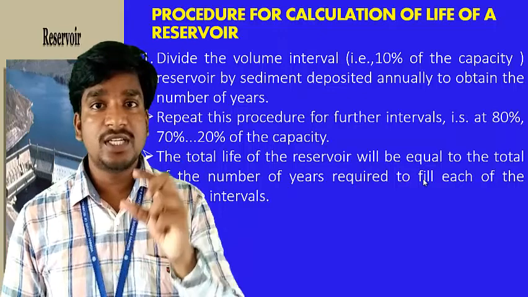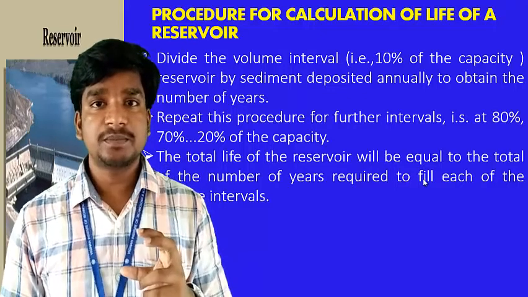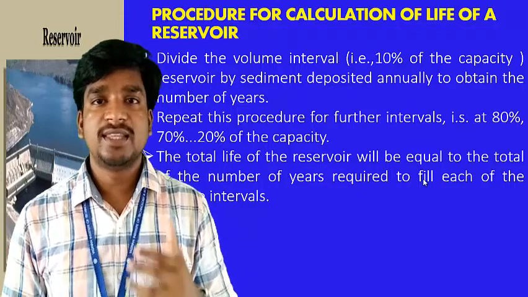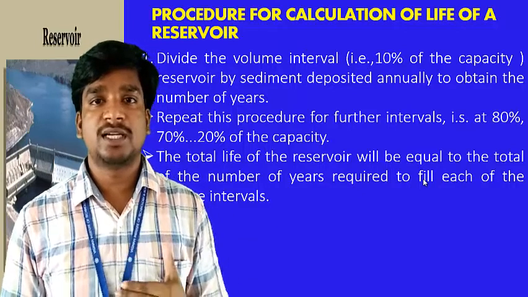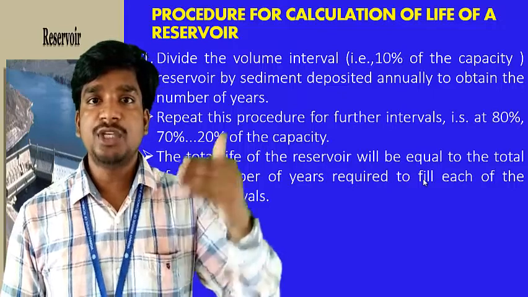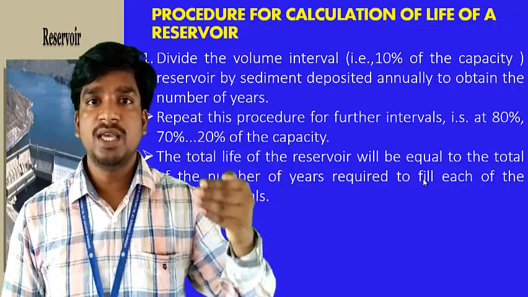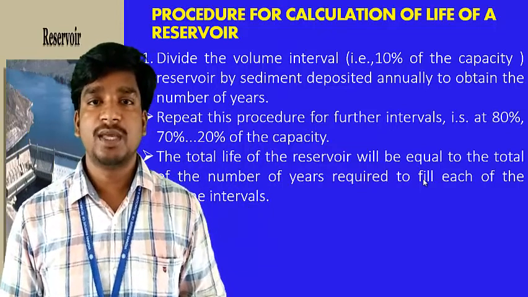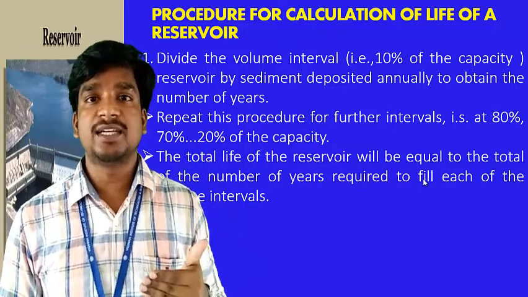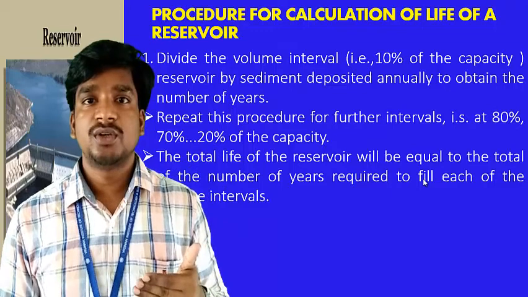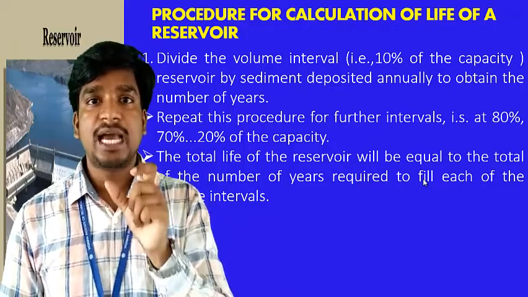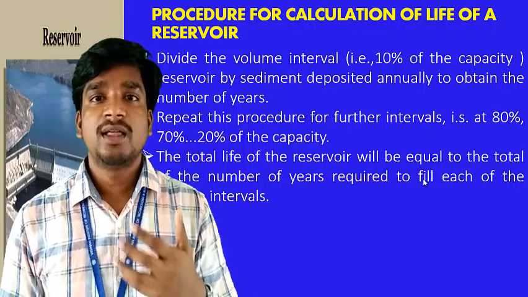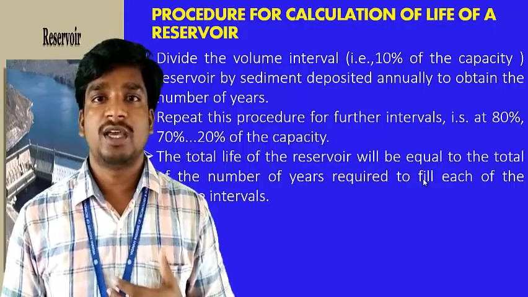If the reservoir capacity is reduced to 20% of the initial design capacity, then it is assumed that the life of the reservoir is terminated. Initially we assume 10% silt formation, then later on 20, 30, 40, simultaneously up to 80% silt formation. Now let us add all these years, the number of years, right? After adding, whatever the total number of years comes to is considered as the life of the reservoir.